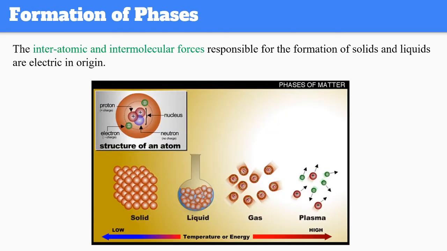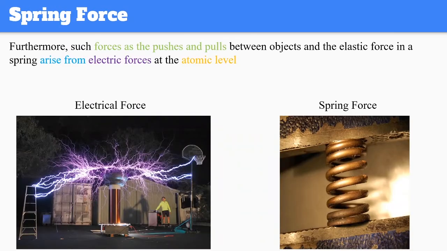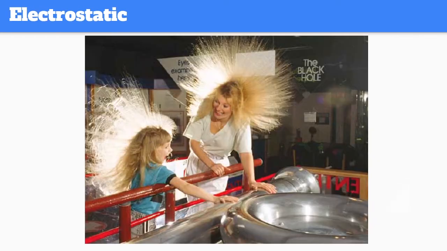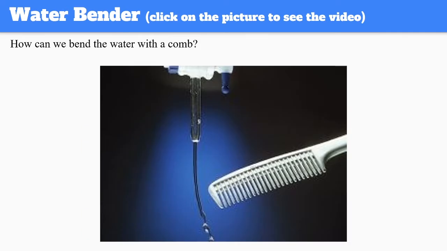All right, but it's not just anything that uses electricity or our electronic devices. At the atomic level, the formation of matter actually happens electrically. Even springs, when they are compressed or stretched, the reason they are able to do that at the atomic level is due to electric forces. And today's main topic is going to be electrostatics.